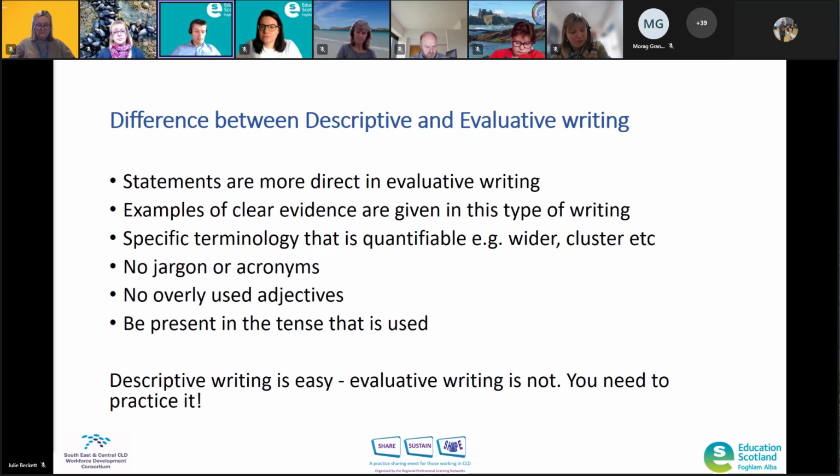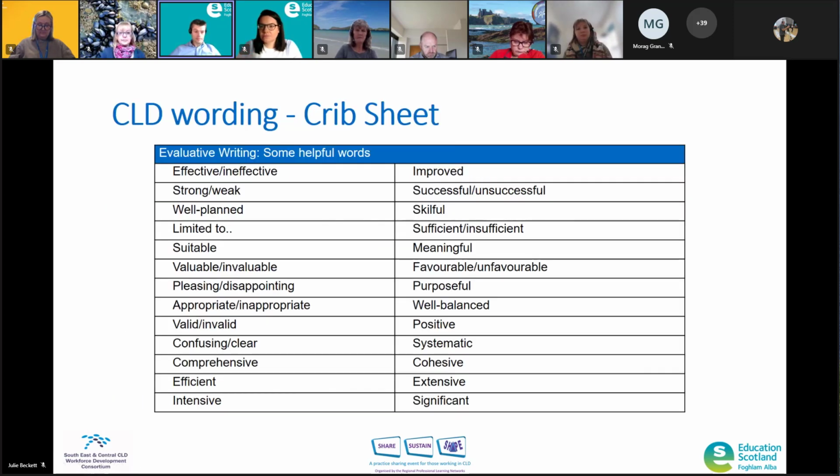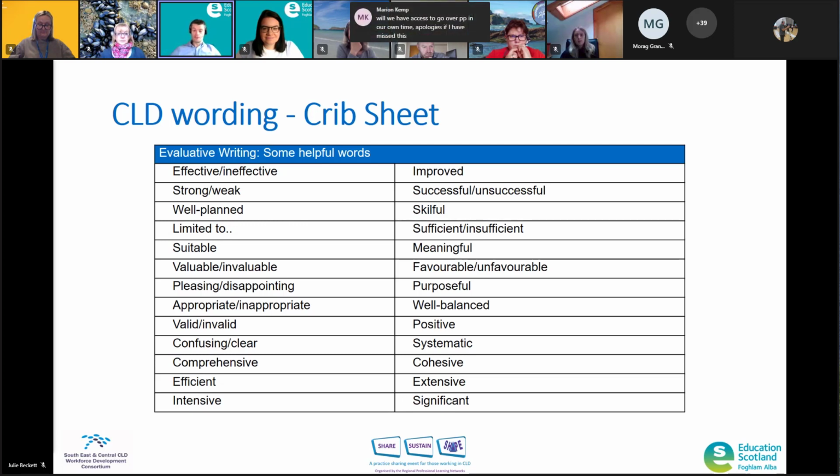To make it easier, there are a range of keywords and phrases that are often used by HMIE and also CLD leaders. Again, sorry if this slide's a wee bit small, and it'll be something we send out to you so you've got access to this. These words here are evaluative words that can often be used. The term up there, crib sheet, I was speaking to Julia about this earlier and I didn't know what crib meant. I would always associate a crib with a baby crib, but apparently crib means a sheet that can be used as a quick access or a cheat sheet. So this is your cheat sheet in regards to evaluative writing.